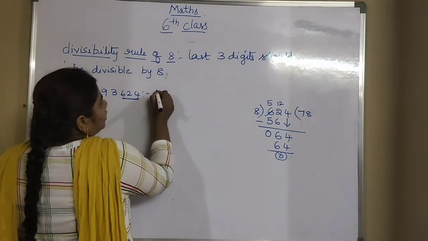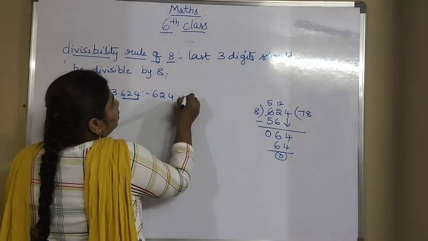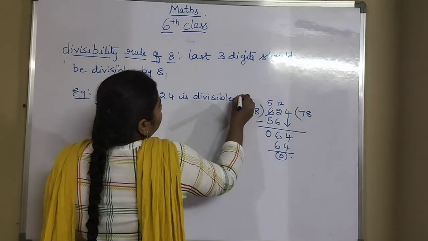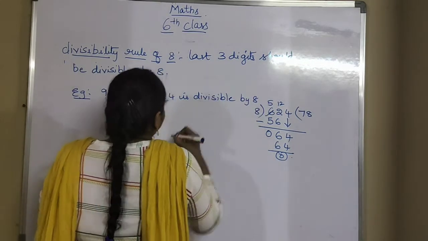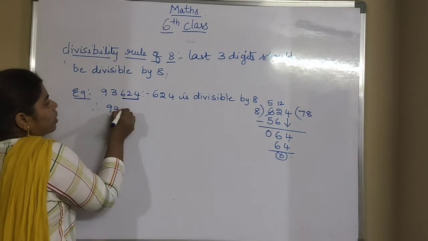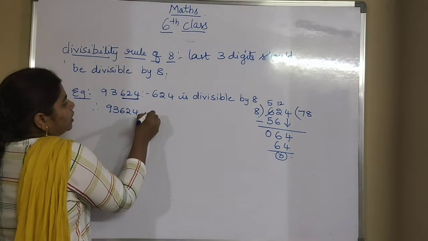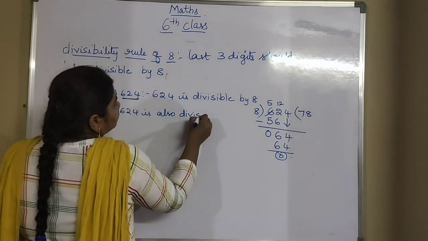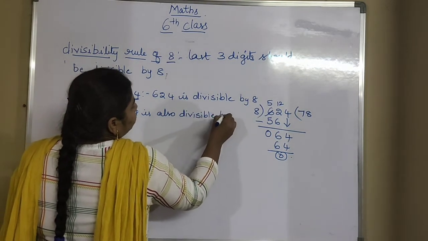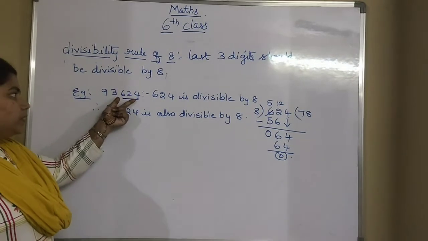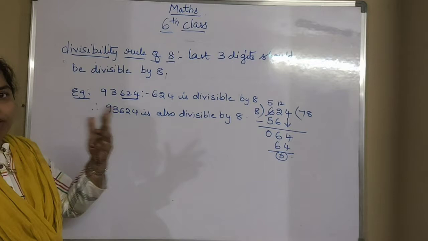So what you will write here? 624 is divisible by 8. Therefore 93,624 is also divisible by 8. So if the last 3 digits are divisible, the whole number will also be divisible.